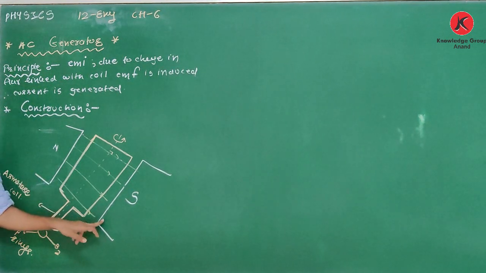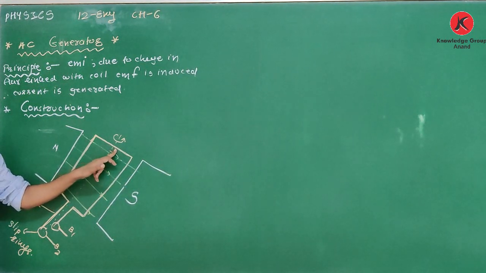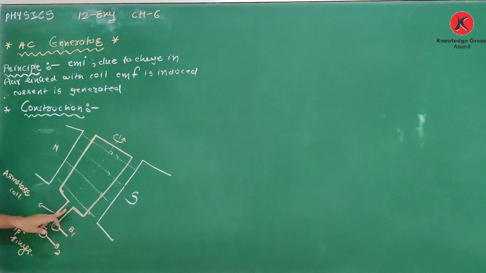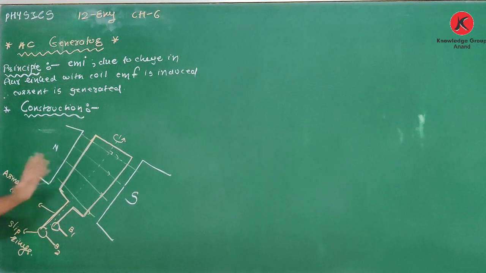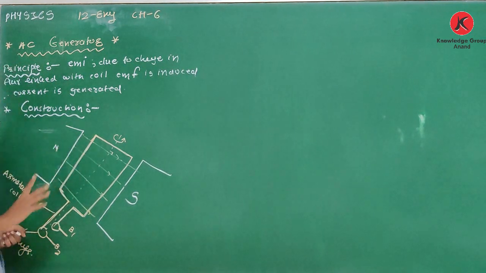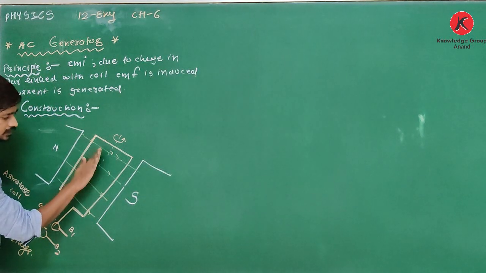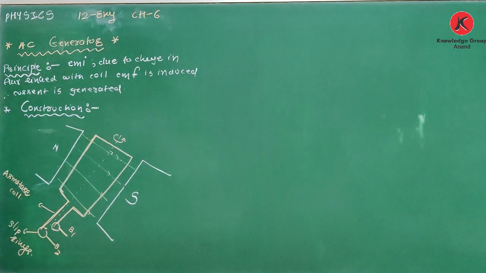Again, two strong magnetic poles to produce uniform magnetic field, one coil. Its axis is always perpendicular. This coil is called armature coil. It is rotating, keeping its axis always perpendicular to the magnetic field. So this coil rotates like this.